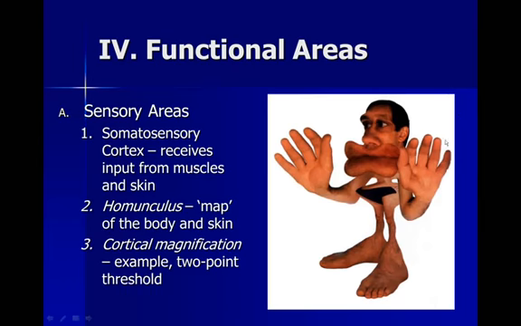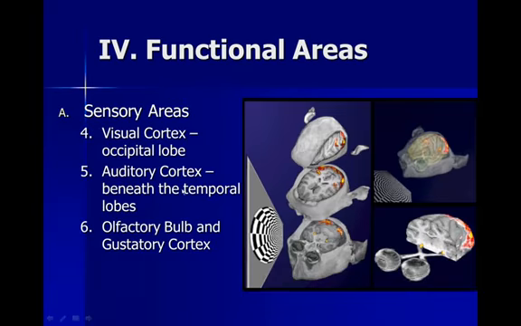So if we were actually built the same way our brains were, this is what we'd look like, which would be kind of funky. The other sensory areas are, of course, the visual cortex back at the occipital lobe, the auditory cortex beneath the temporal lobe, and the olfactory bulb and gustatory cortex are very small in humans. We have very poor senses of smell and taste.